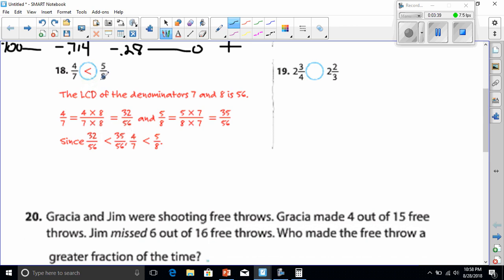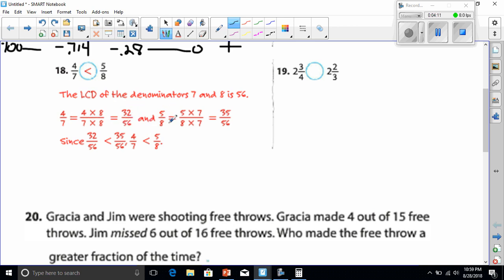This one says 4 over 7 is less than 5 over 8. This is a little harder, but not really. We have to remember we have to change the denominators to be the same. To do that, we have to multiply each one by the other. So we'll take 7 times 8 over here. If we multiply the bottom number by 8, we have to multiply the top number by 8. That's why 4 over 7 becomes 4 times 8 is 32, 7 times 8 is 56, 32 over 56.